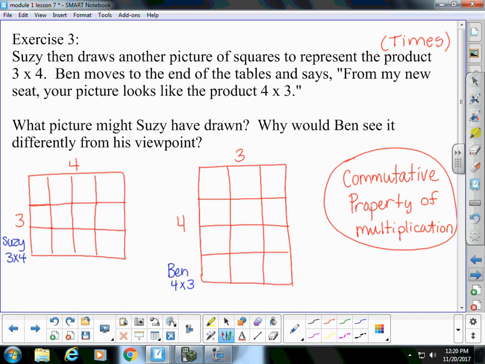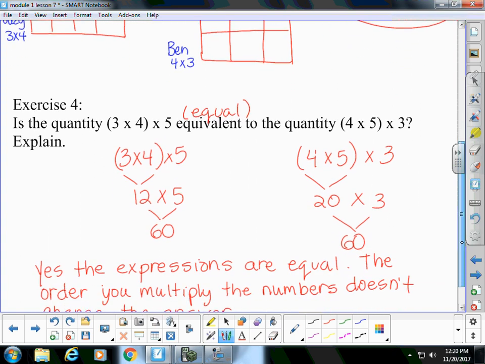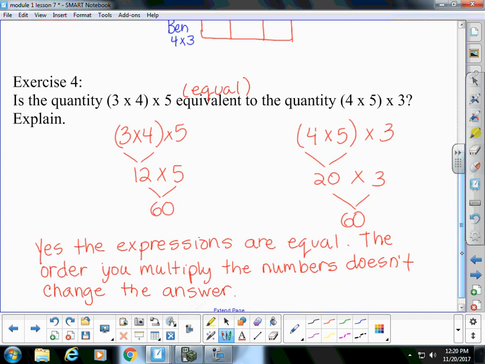And then the last one, where we showed that it didn't matter what order we multiplied, we still came out to 60. This one was an example of the associative property of multiplication.